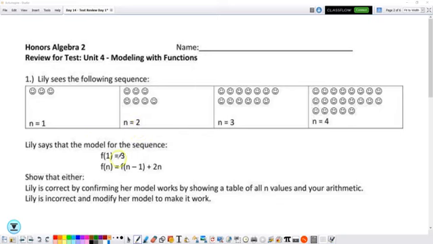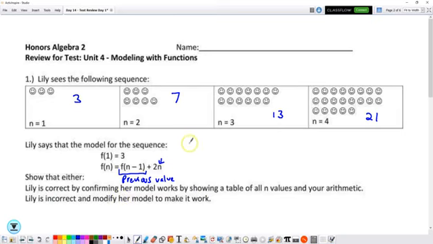And she says that the model for this sequence is this recursive function where f of 1 equals 3, and each value f of n can be found by f of n minus 1, remember this is our previous value, plus 2 times the n value. So let's real quick realize that here we have 3 smiley faces, 7 smiley faces, 13 smiley faces, and 21 smiley faces. So we want to either show that she's correct by creating a table of values and showing all the arithmetic, or show that she's incorrect and modify the model to make it work.